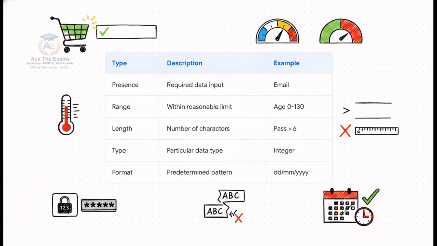Fourth is the type check. This ensures the data item is a particular data type. If a stock quantity in a shop must be an integer, it's going to reject any input that has letters in it. And fifth, the format check.